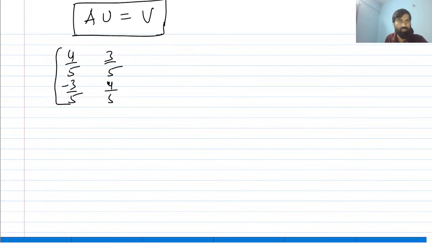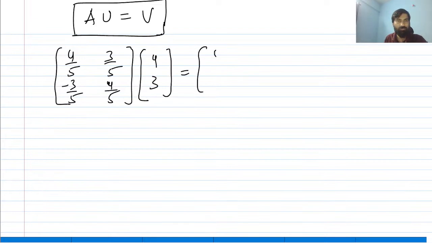I think electrical people might have solved this question. This is given as 4, 3 and this is 5, 0. If you have attended my session, there will not be any confusion. So matrix times vector. How can you multiply these two?